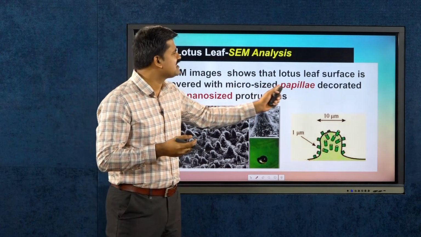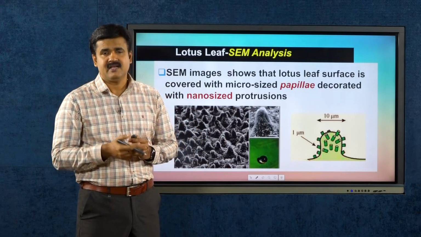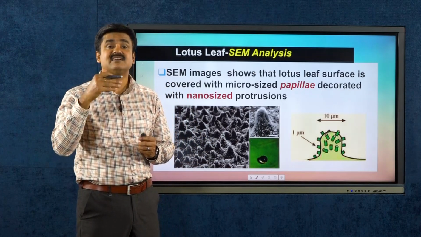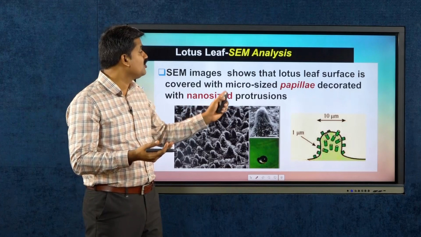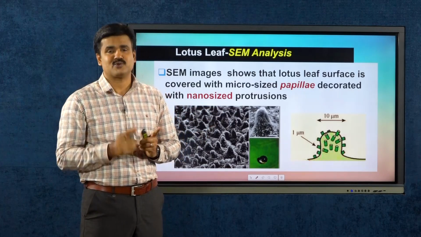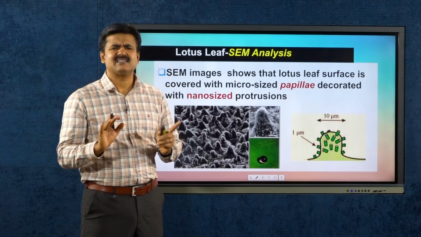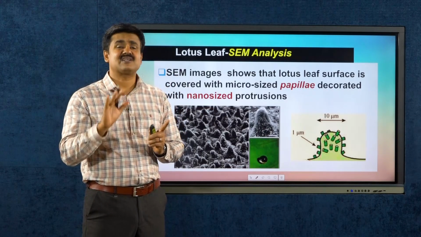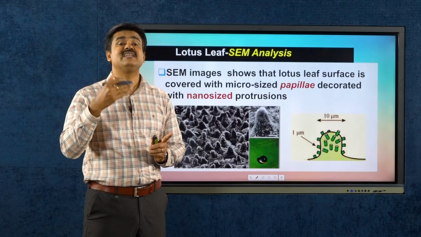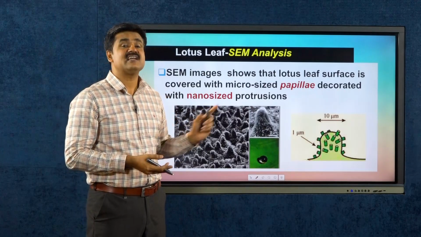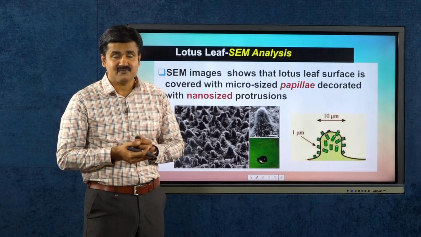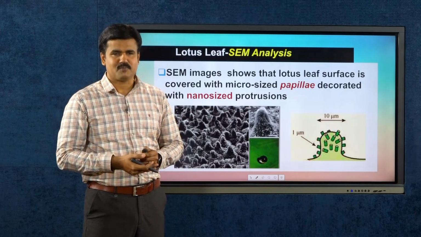That micro-sized arrangement is called papillae, and that papillae is decorated with nano-sized particles or protrusions. So, absolutely it is clear that the surface of the lotus leaf consists of so many nanostructures, and these nanostructures are responsible for the water repellent property.